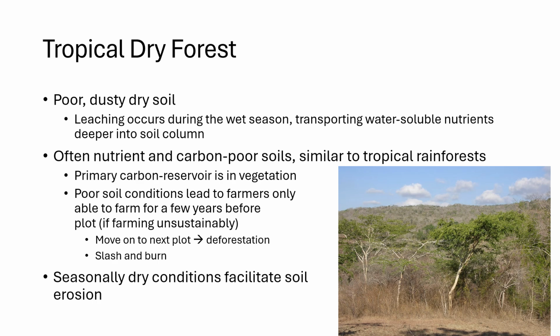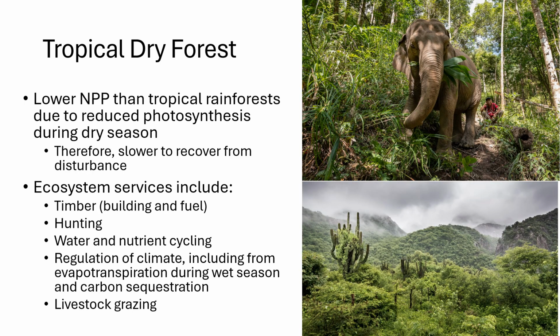So yeah, although there is relatively high net primary productivity, it is much lower than tropical rainforests because of that pronounced dry season. Especially if the plants are deciduous and they're losing their leaves, you're not going to have as much photosynthetic activity happening during that dry season. So it's really going to drop the net primary productivity. Because of that, they're not going to recover as fast as a tropical rainforest, especially to that climax community of an old growth dry forest.